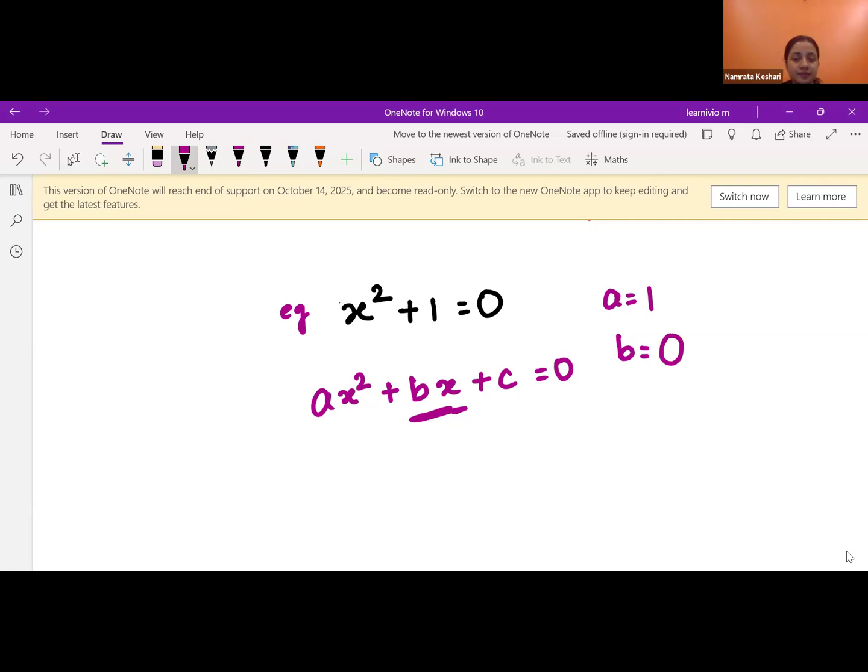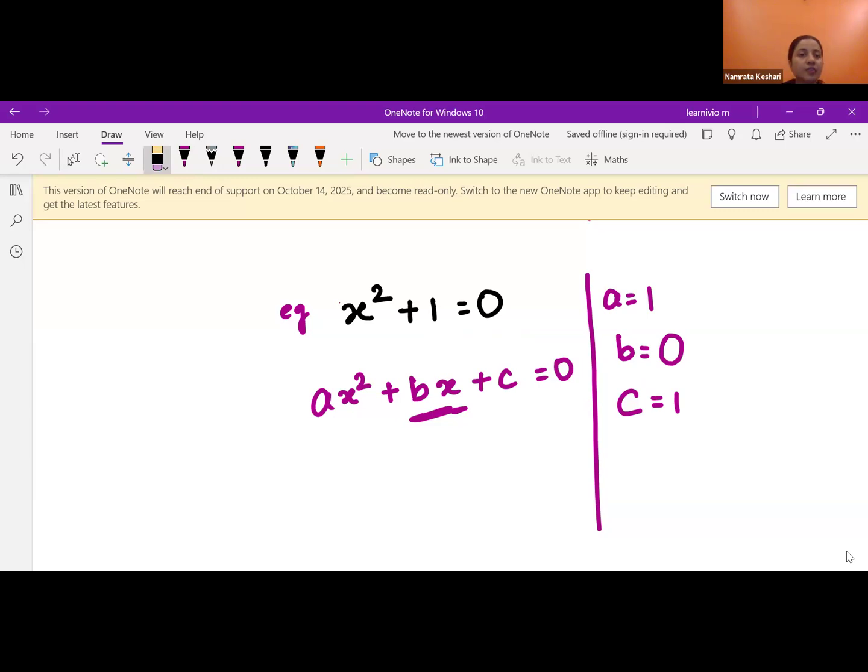Yes, teacher. And c is 1, the constant number which is not multiplied with x square or x, which is just sitting separately. That is our c, just the constant. Making sense? Yes. Okay, so in this quadratic equation, a is 1, b is 0, c is 1. Clear?